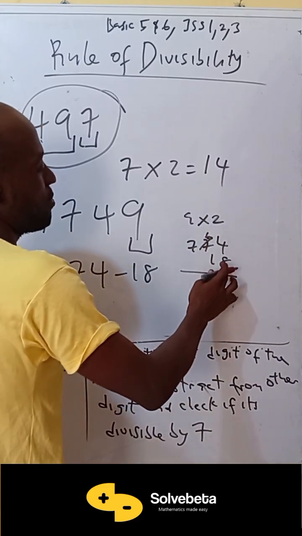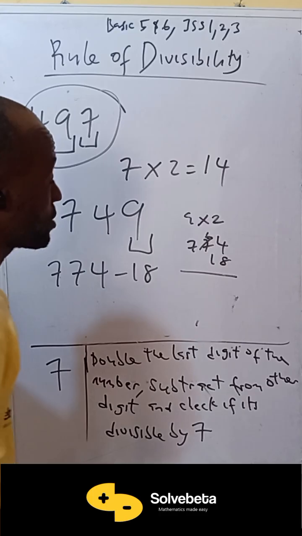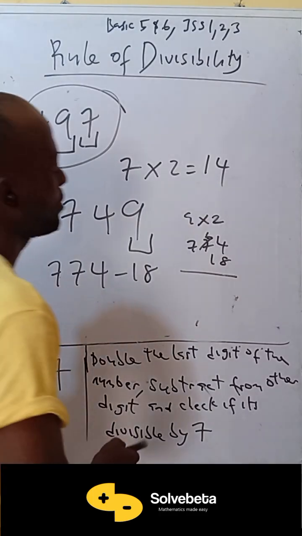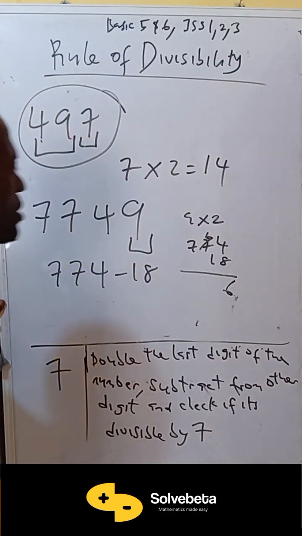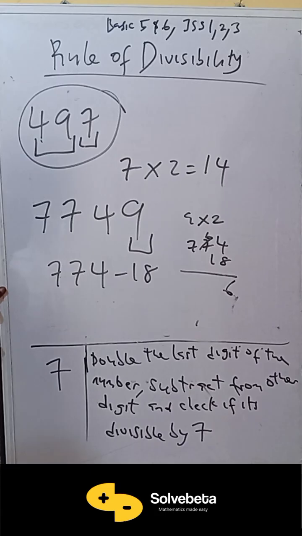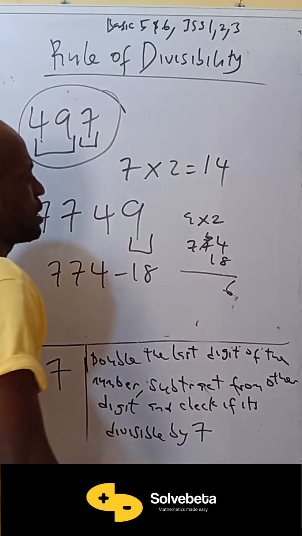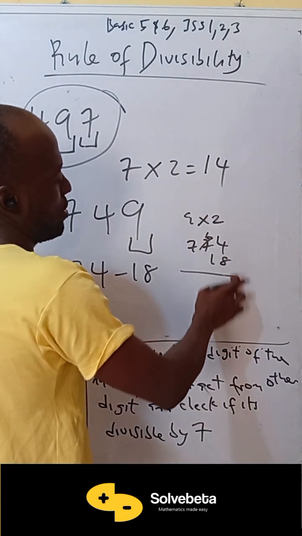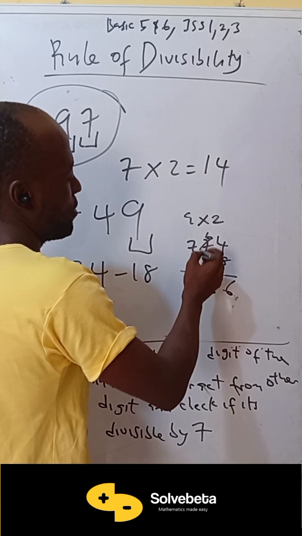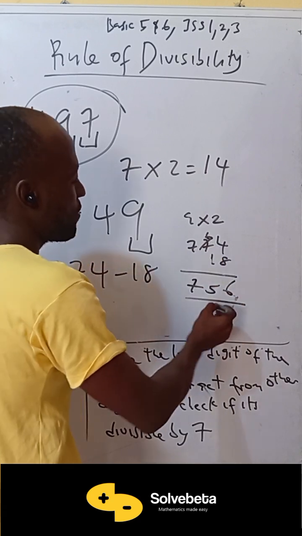774 minus 18 is 756. Can 756 be divided by 7?